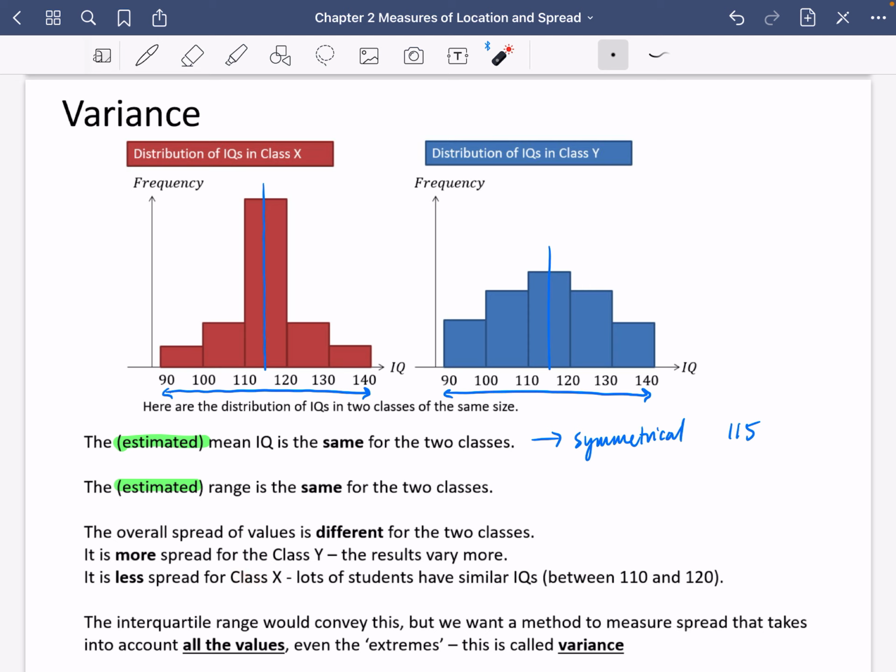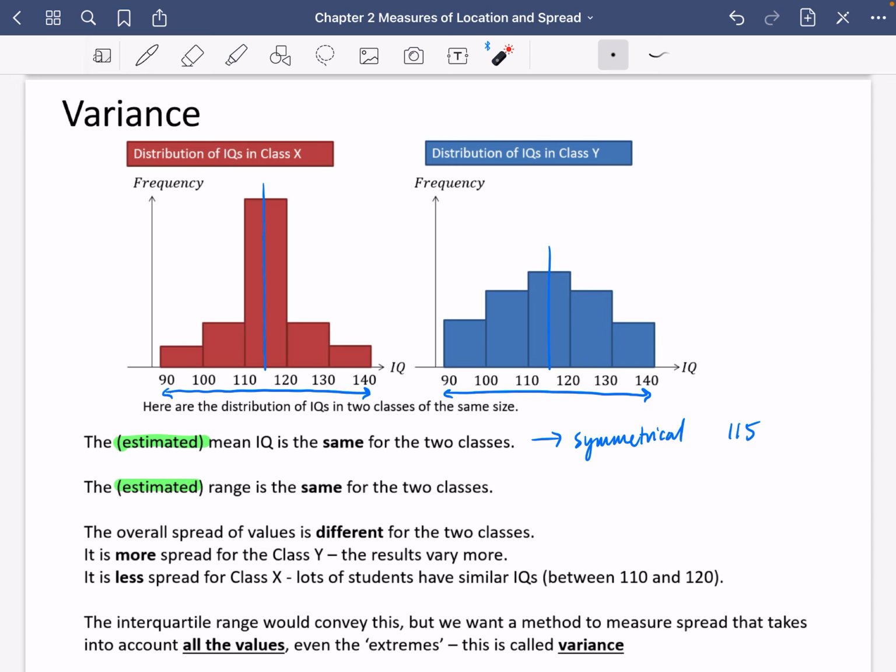The reason I'm saying that it's less spread is because you'll still see this is going from 90 to 140, and so is this one. What I mean by it being less spread is that in class X, lots of students have got similar IQs. I'm talking about these students inside this 110 to 120 group. So it's less varied, because if you imagine taking a sample of these classes, you're much more likely in class X for them to all be closer together than you are in class Y, just because of the shape of that distribution.